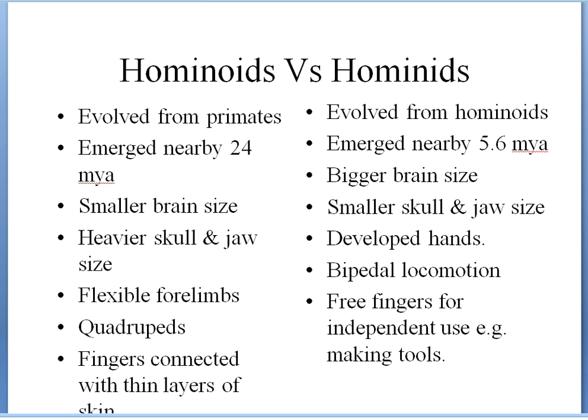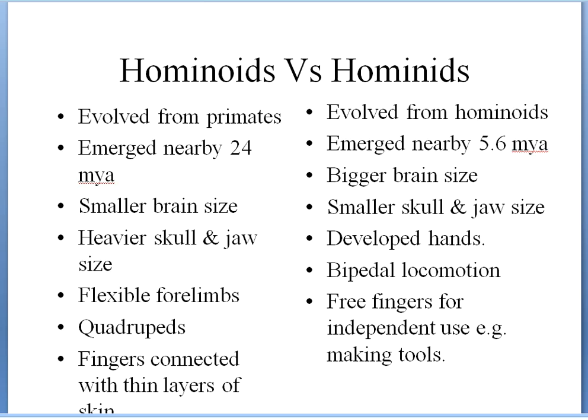Now the most important topic, the difference between hominoids and hominids. If you see the sequential order of human evolution, hominoids evolved from primates, whereas hominids evolved from hominoids. You can differentiate these two this way. Hominoids emerged nearly 24 million years ago, whereas hominids emerged nearly 5.6 million years ago. Hominoids have a smaller brain size but heavier skull and jaw size, whereas hominids have a bigger brain size but a smaller skull and jaw size.